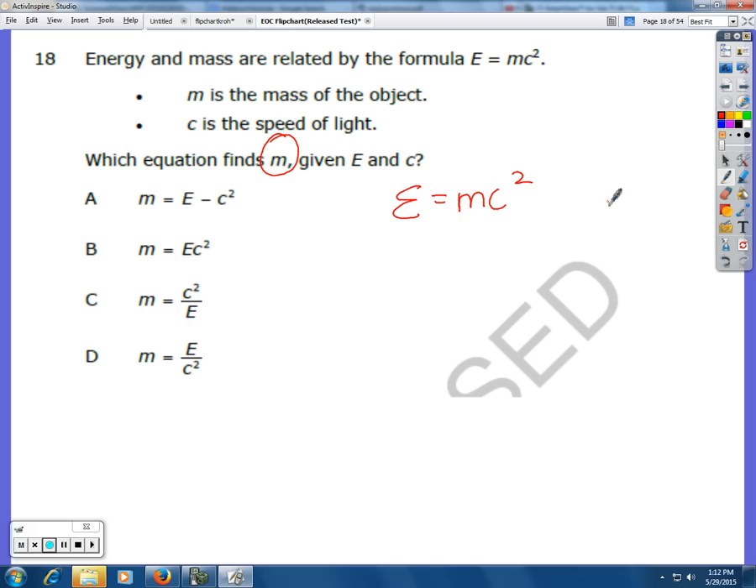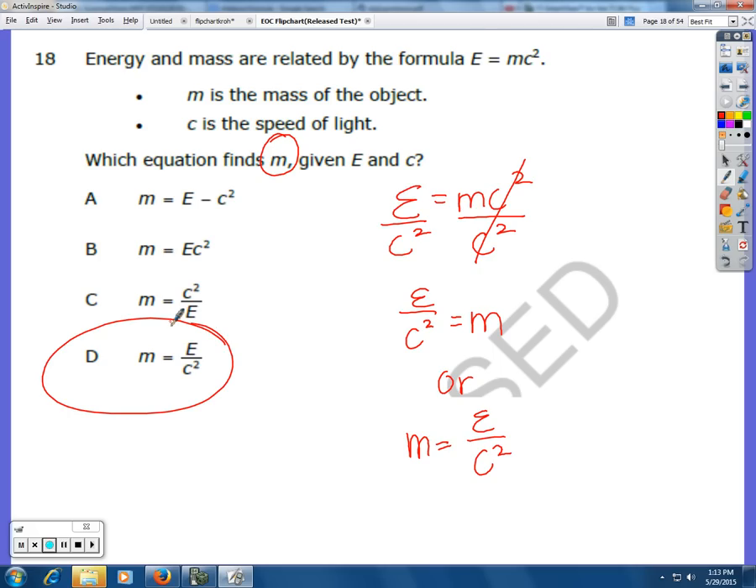We want to get m by itself. All right, in order to get m by itself, we have to get rid of the c squared that's over here with m. We're going to divide both sides by c squared so we can get rid of it. Okay, and so m is now by itself. You can write it like this, or you can flip it like this, okay? And that's how it matches D right here.